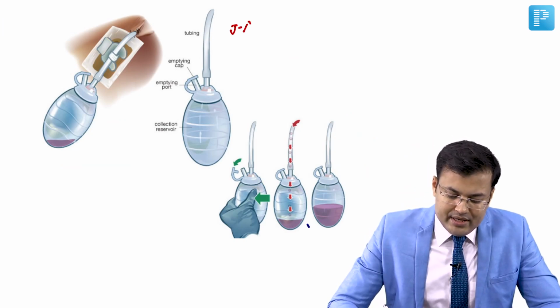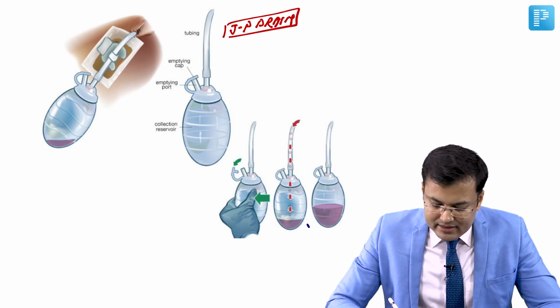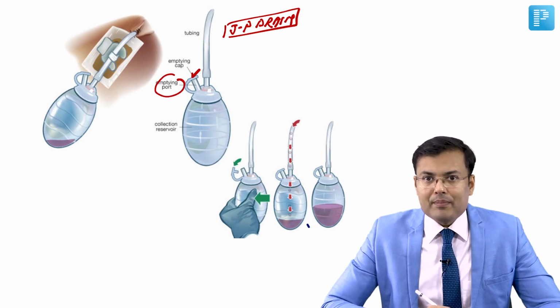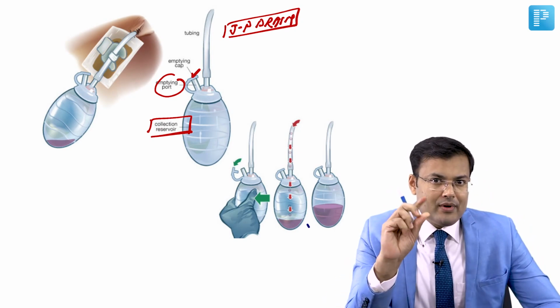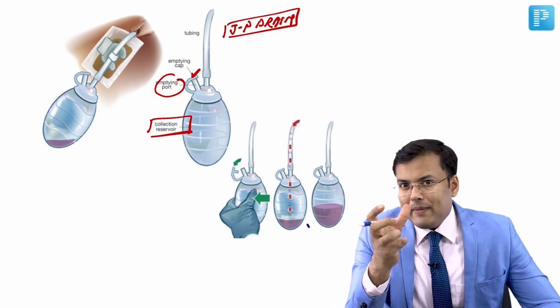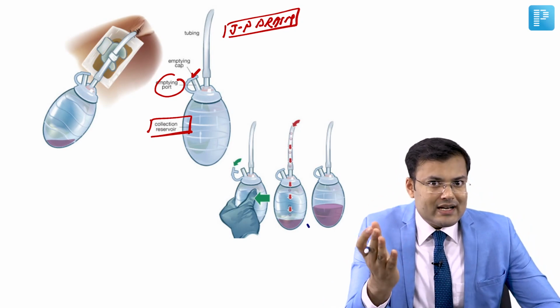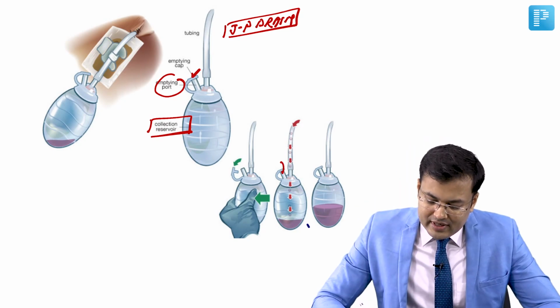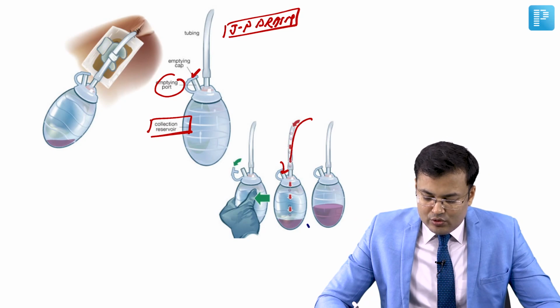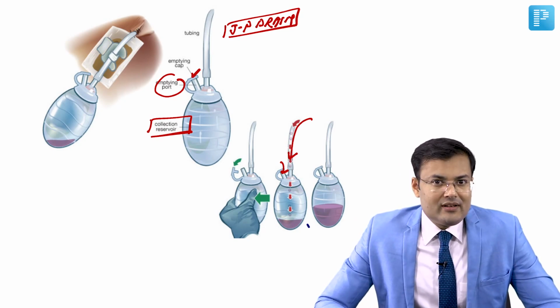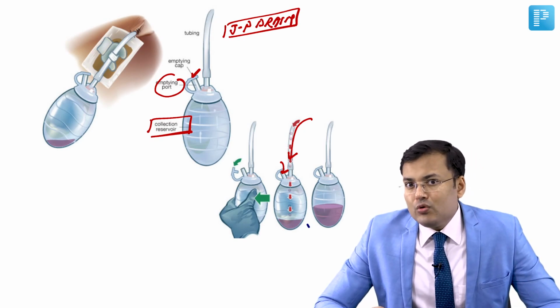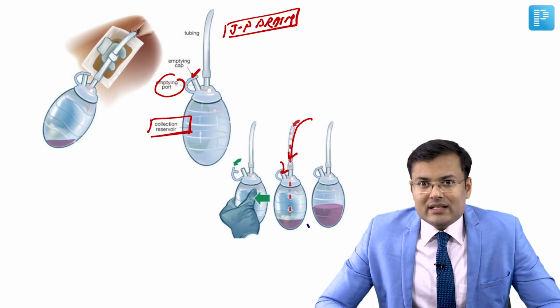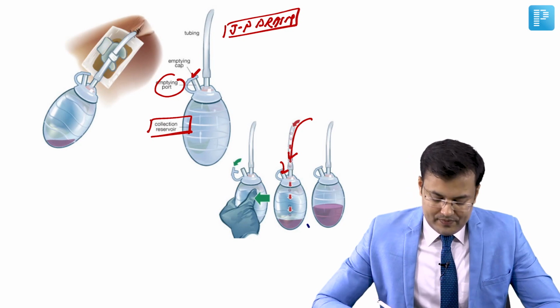So this is JP drain, also known as Jackson-Pratt drain. In this you can see this is the emptying port and this is the emptying cap. This is the collection reservoir. So we open the emptying cap, then apply the suction, means press the reservoir bag so that suction is created. After that, you close the cap. When the suction is created, it is going to suck the fluid, blood or serous material. So this is Jackson-Pratt drain and that was Romovac drain. Both of these are closed drain because these drains require suction to work.